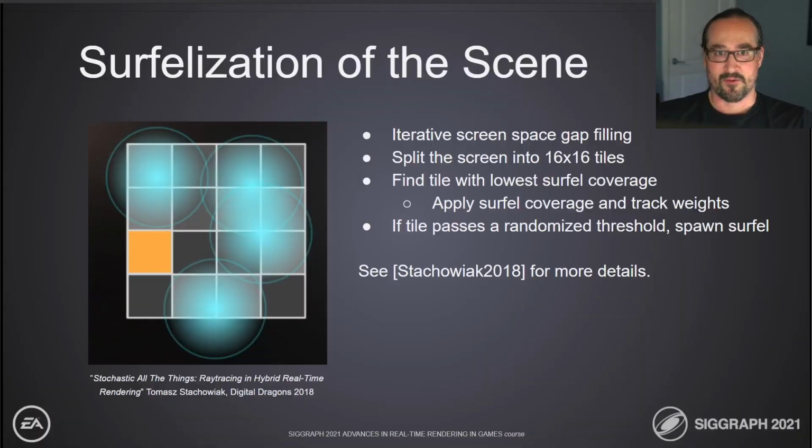The actual spawning algorithm works by filling gaps as they're seen in screen space. The screen is split into 16 by 16 tiles. Each tile finds the texel which has the least coverage currently. If this coverage passes a randomized threshold, we spawn a new Surfel using the geometric information from the G buffer. Once a certain amount of coverage is achieved, no more Surfels are spawned in that tile. For more details on the spawning itself, I recommend Tomasz's talk from 2018.